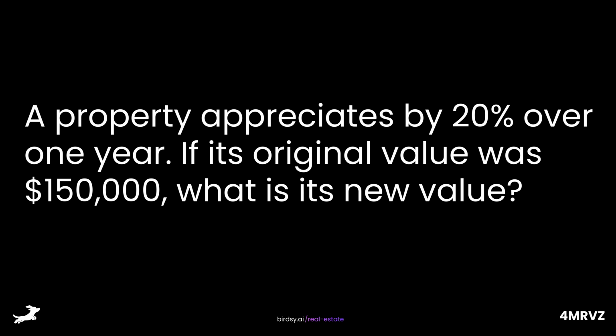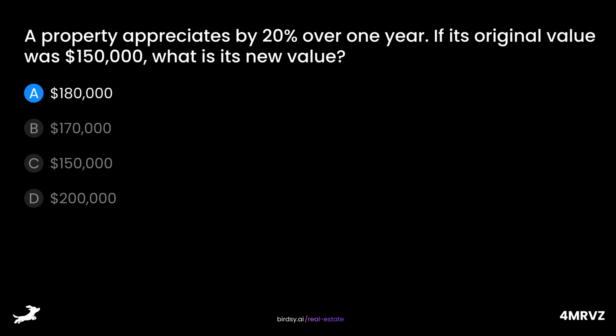A property appreciates by 20% over 1 year. If its original value was $150,000, what is its new value? Is it A, $180,000, B, $170,000, C, $150,000, or D, $200,000? The answer is A, $180,000.